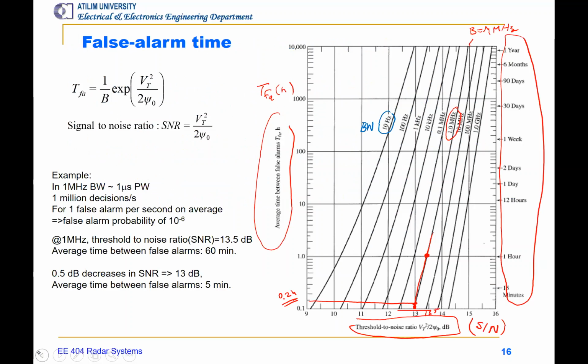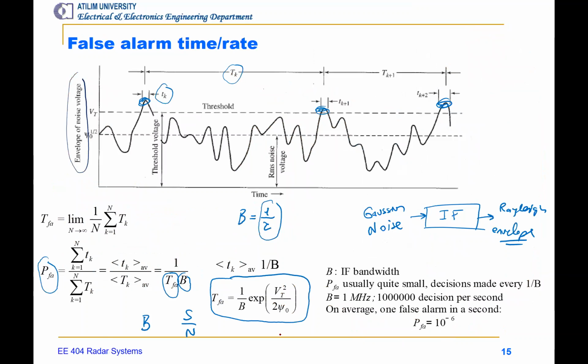By the way, once you know the false alarm time, you can easily switch to the probability of false alarm. PFA and TFA are related to each other through the bandwidth. So whenever we say false alarm time, the average time between false alarms, you simply remember that that's the probability of false alarm.